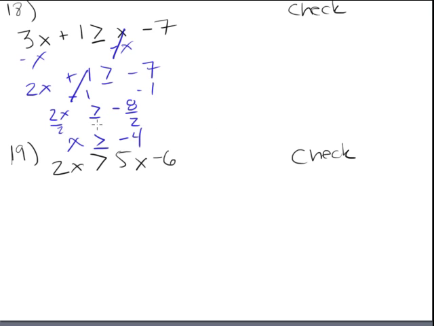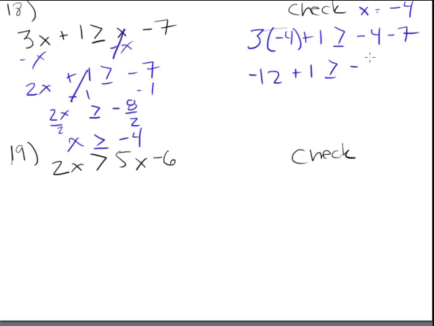Alright, so my answer is x is greater than or equal to negative 4. Okay, so since it's also equal to negative 4, I'm going to check using x is equal to negative 4. I'm just going to rewrite my equation here, and when I see an x, I'm going to put a negative 4. So I'm going to have here 3 in brackets negative 4, add 1, greater than or equal to negative 4, negative 7. This works out to negative 12, 1.